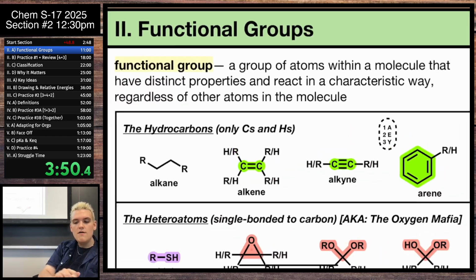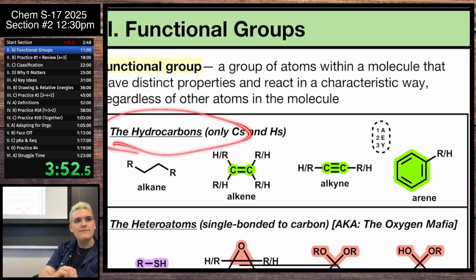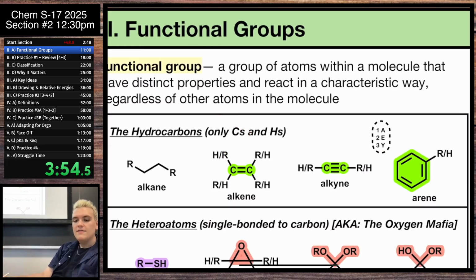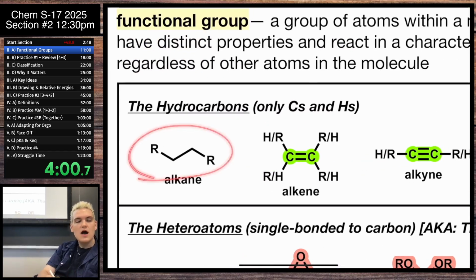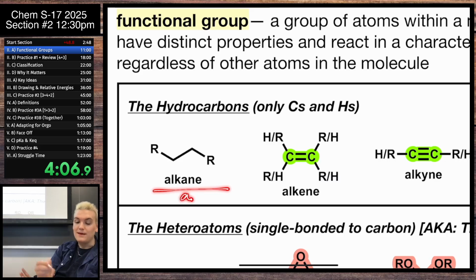So, starting off with the hydrocarbon family. These functional groups only have carbon and hydrogen in them. And the first one is actually not a functional group. It's the absence of a functional group. Alkane, A for absence, maybe.